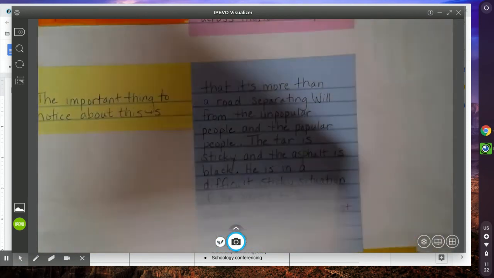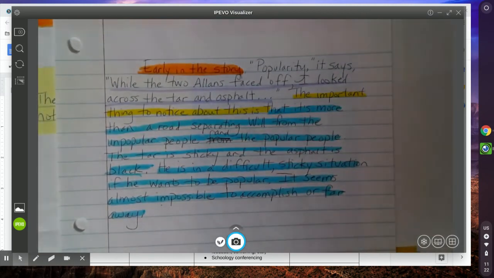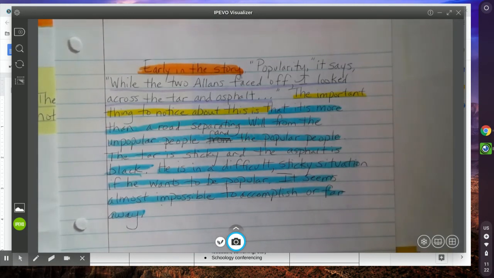And you can see that I even turned mine into a nice paragraph. Early in the story, popularity, it says, while the two Allens faced off, I looked across the tar and asphalt. The important thing to notice about this is that it's more than a road separating Will from the unpopular people and the popular people. The tar is sticky and the asphalt is black. He is in a difficult situation if he wants to be popular. It seems almost impossible to accomplish or far away.